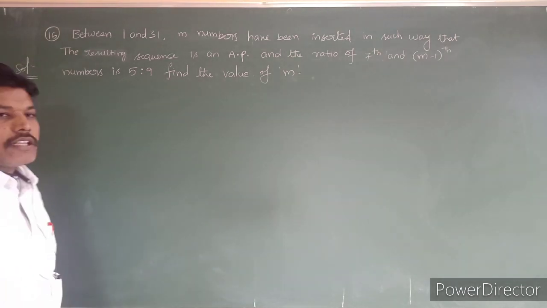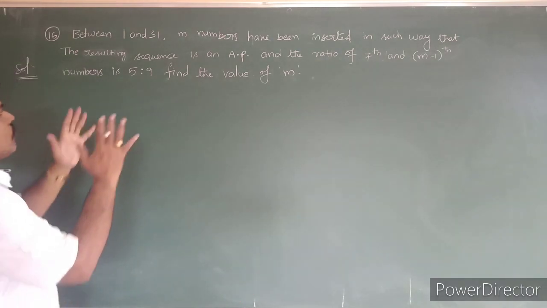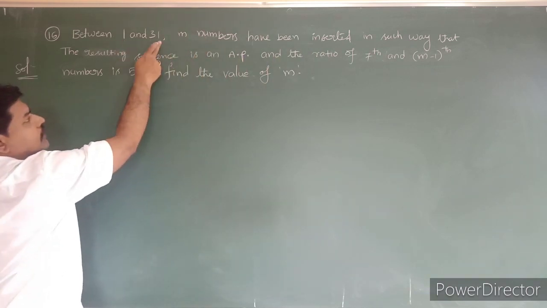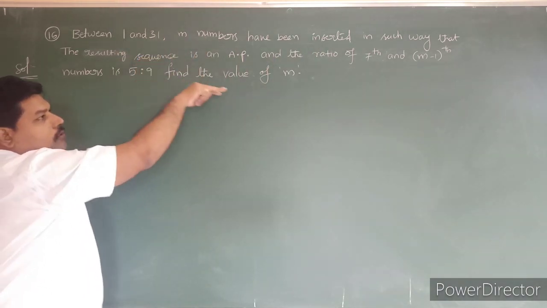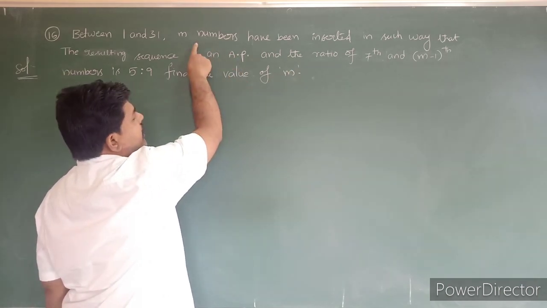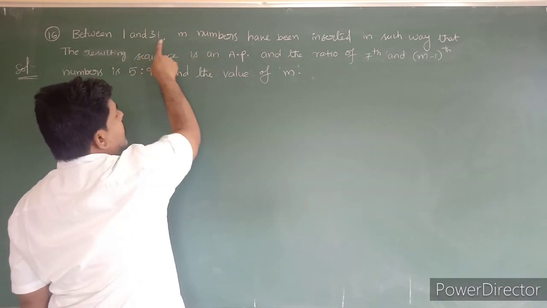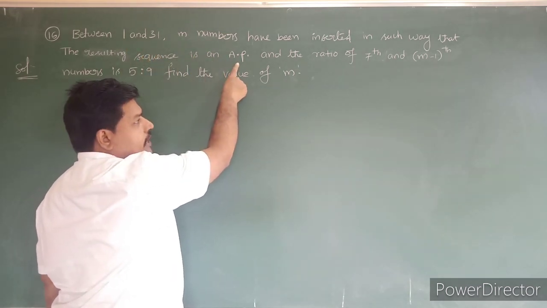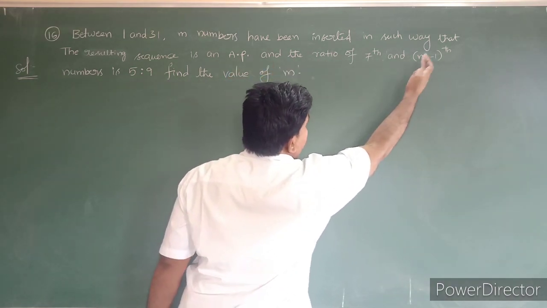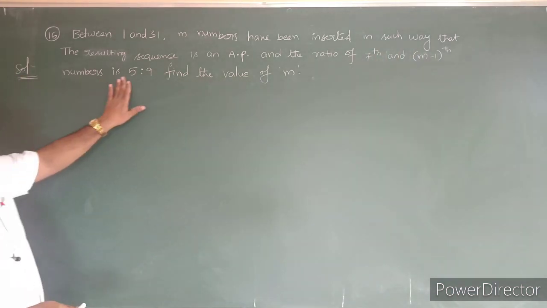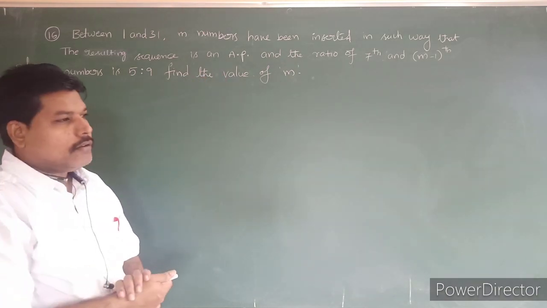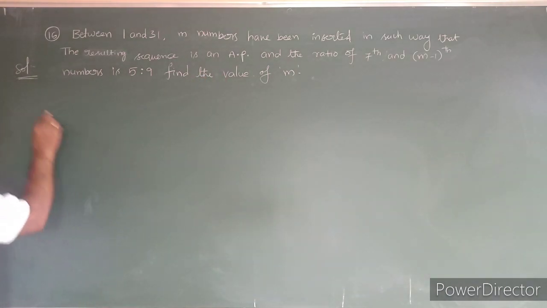So they are asking you to calculate the value of m. So how to calculate this one? In the question, you have to insert m numbers between 1 and 31, and they are giving that the resulting sequence is an arithmetic progression. After inserting m numbers between 1 and 31, the resulting sequence is an arithmetic progression, and the ratio of the 7th and (m minus 1)th numbers is 5:9. So they are asking to find the value of m. So how to calculate this value here?